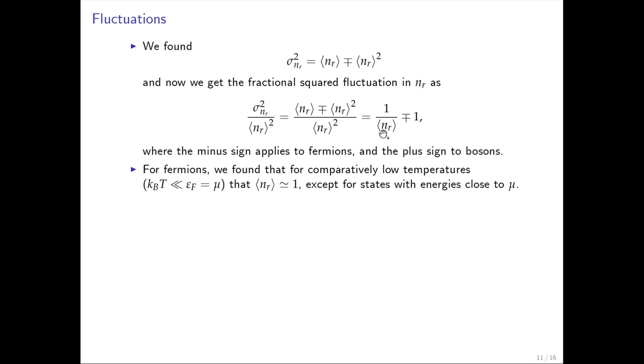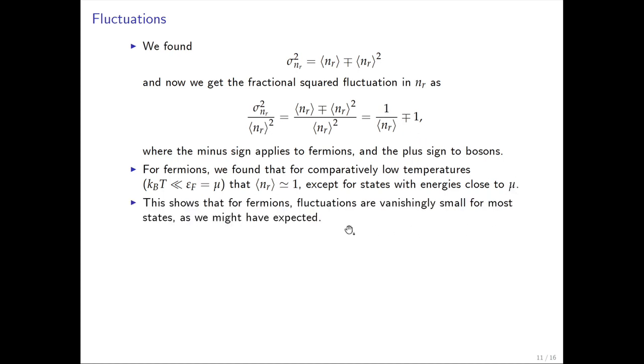And so if this is 1, sorry, if this is 1, this is nearly 1 minus 1. This quantity is almost 0, right? So this shows that for fermions, fluctuations are vanishingly small for most states, except near the Fermi energy. And that's, of course, what we expected.